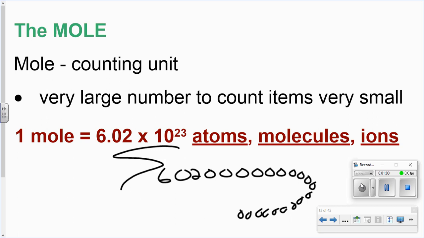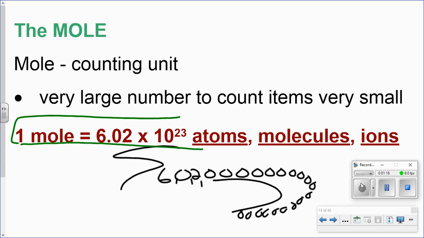Oh boy, I ran out of room there. But anyway, it has 6.02 with 21 zeros after it because you have two places there. So 6.02 times 10 to the 23rd is a tremendously large number because we're counting things that are really, really, really small.